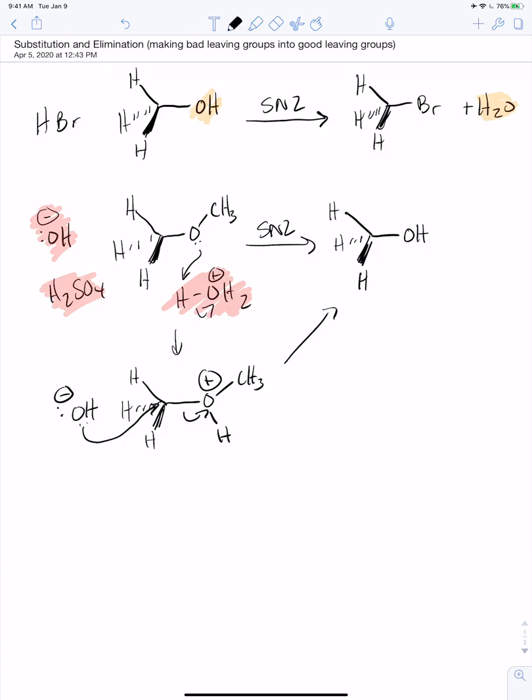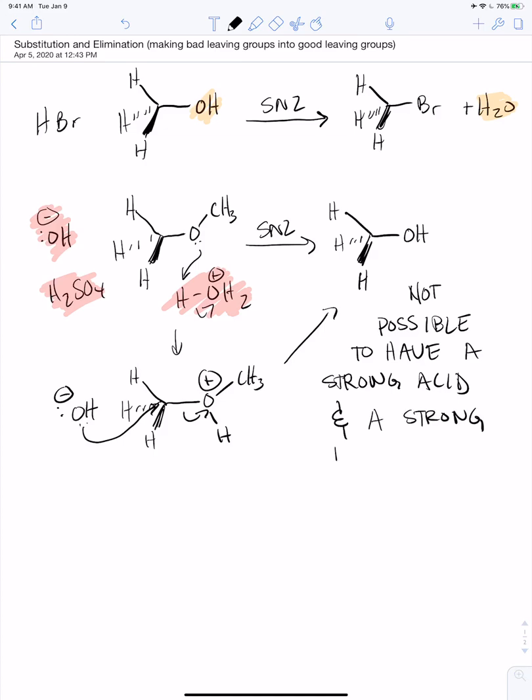Hopefully, you're saying no. This is a big point of confusion for students throughout organic chemistry, especially in the second course too. It's not possible, and we'll see this again and again in this course and in the second course: it's not possible to have a strong acid and a strong base present at the same time.